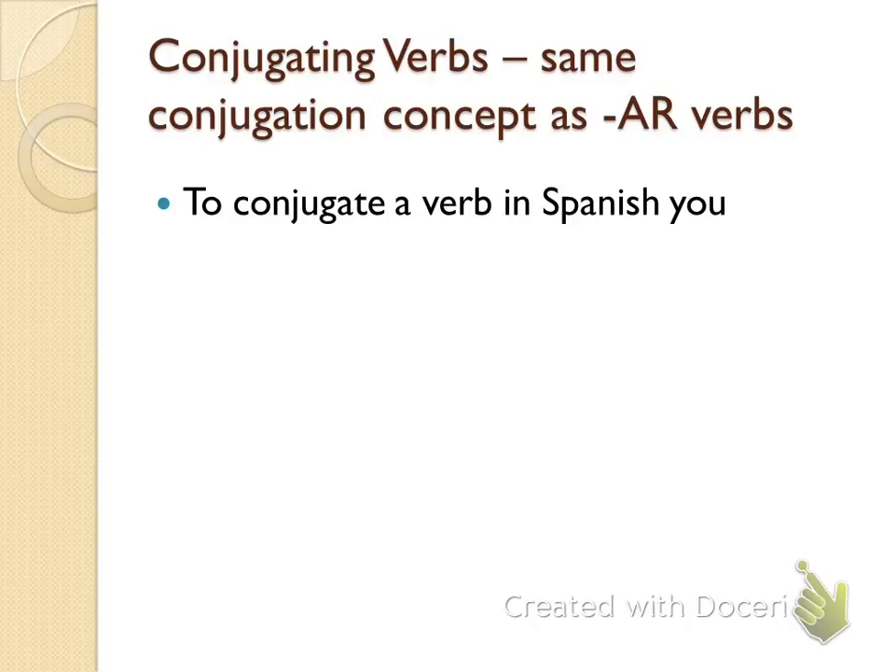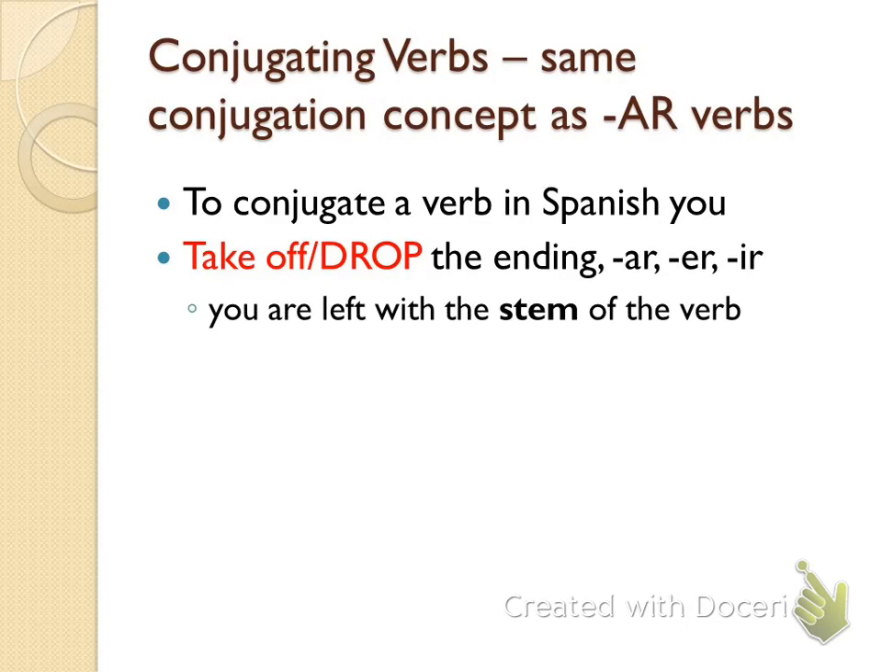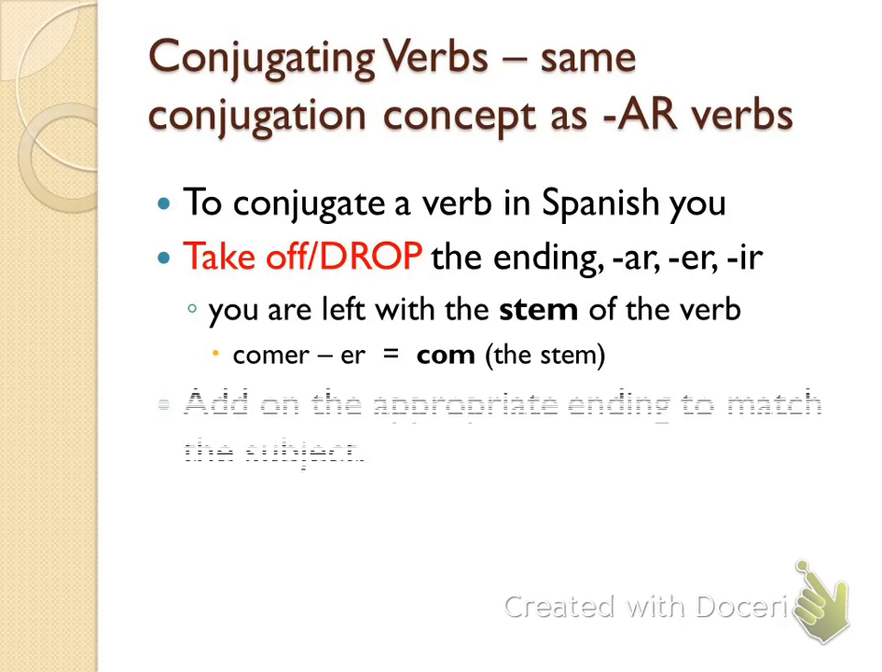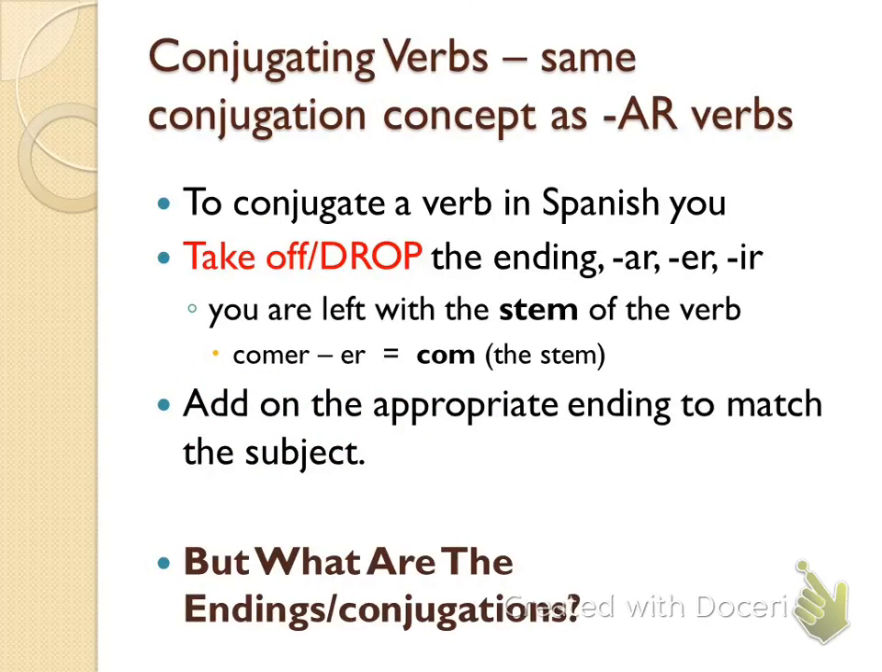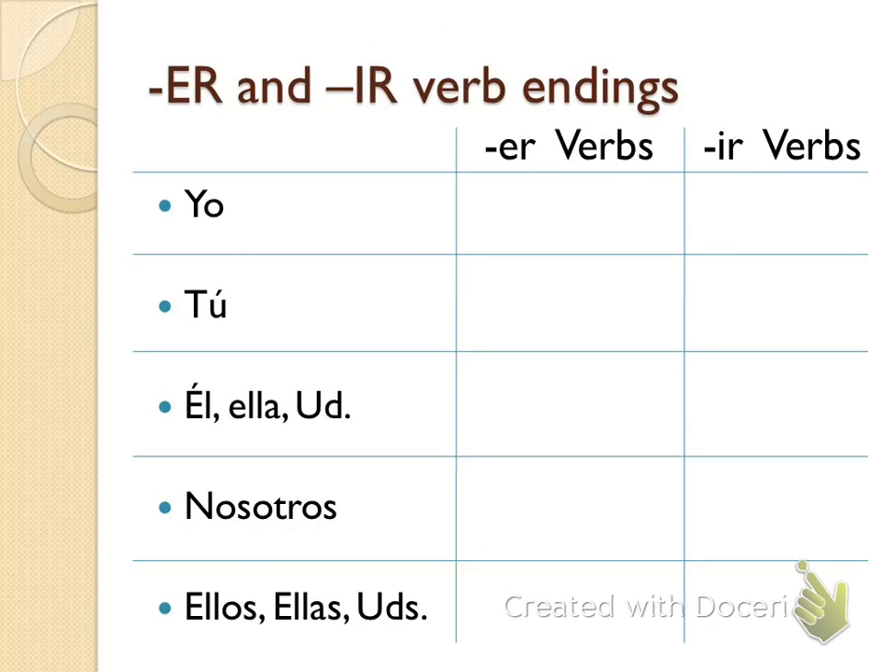So conjugating concept, same exact thing that we did with AR verbs. You drop off the AR, ER, IR in this case. You're left over with the stem. Then you attach the appropriate ending to match the subject. So conjugations for ER and IR verbs for the yo form are O. Okay, so that's O across the board for AR verbs, for ER verbs, for IR verbs. Across the board, anything to do with regular present tense verbs ends in O. Tú form is the same for both. Yes. And then él, ella, usted, or anything else that's singular.